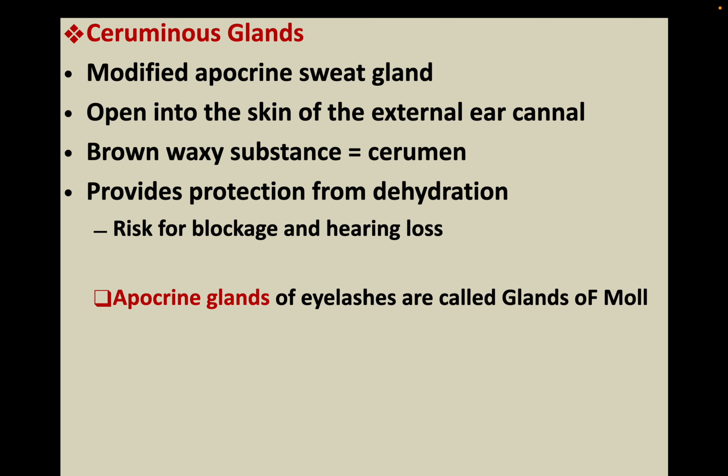Coming to the ceruminous gland, these are modified apocrine sweat glands, which open into the skin of the external ear canal. Brown waxy substance provides protection from dehydration, risk of blockage and hearing loss. Apocrine glands of eyelashes are called glands of Moll. So this is all about the appendages of skin.